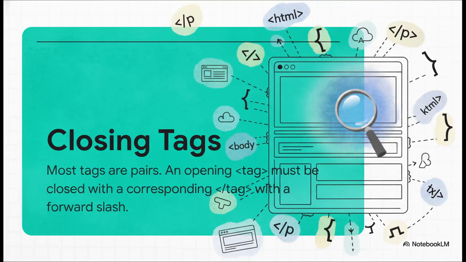Okay, last big rule for this section, and it's a big one, closing your tags. So most tags, like the P tag for a paragraph, they come in pairs. You have an opening tag, and you have to have a closing tag. And the only difference, the thing you have to look for, is that little forward slash. That slash in /P is what tells the browser, okay, the paragraph ends here. If you forget it, well, things can get messy real fast.